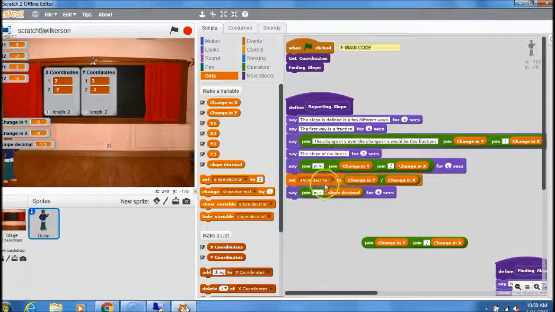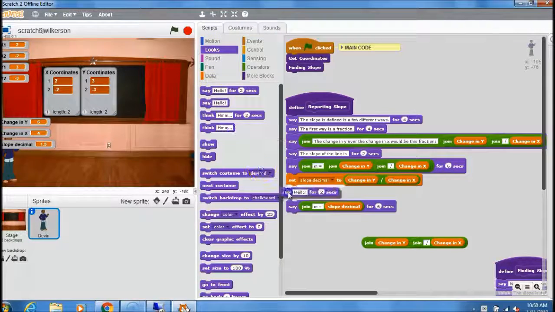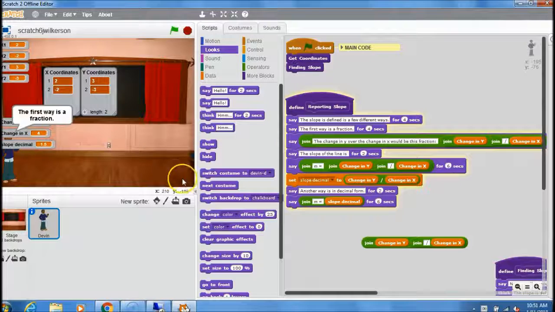The first way is a fraction. The second way is decimal form. Let's say another way. Another way is in decimal form. My goodness. Doesn't this make you feel smart? This is great. I love this mathematics. First way is a fraction.